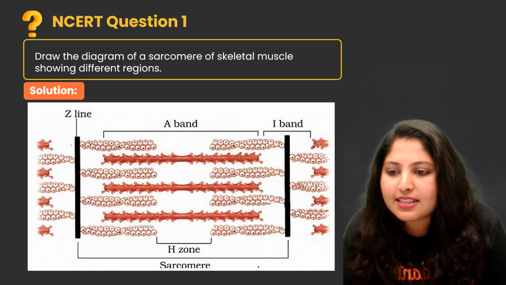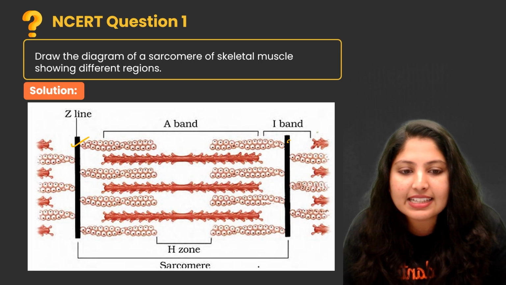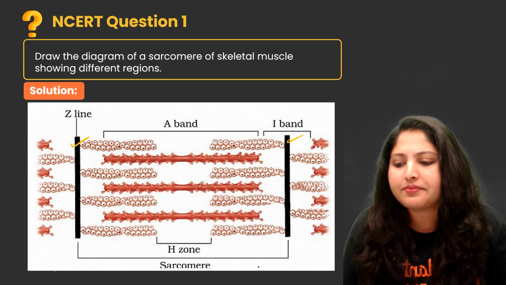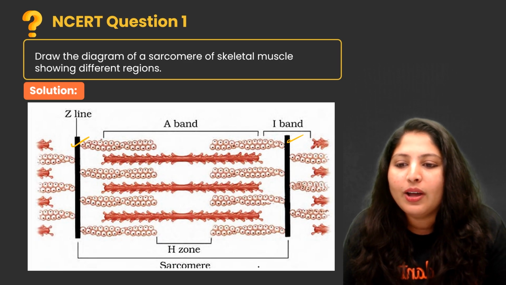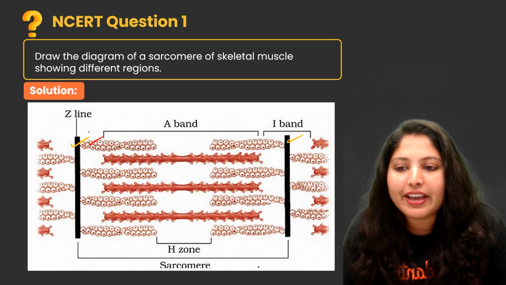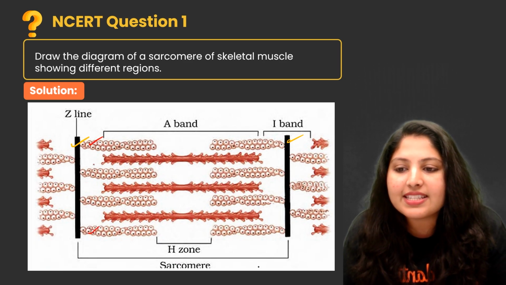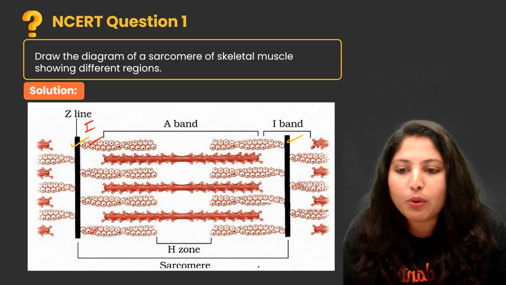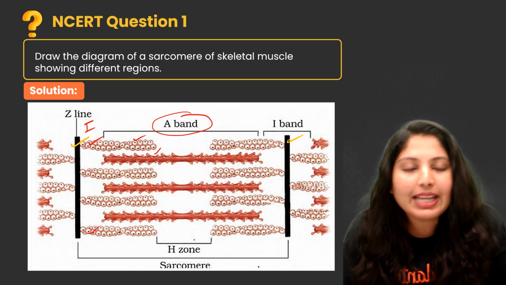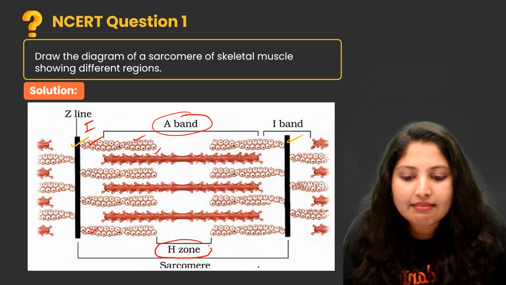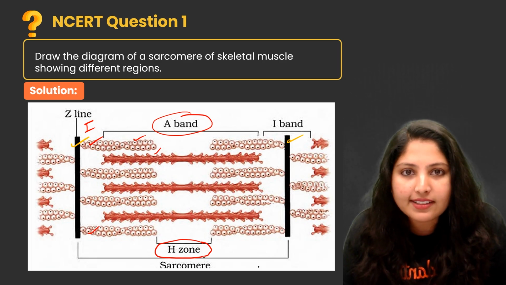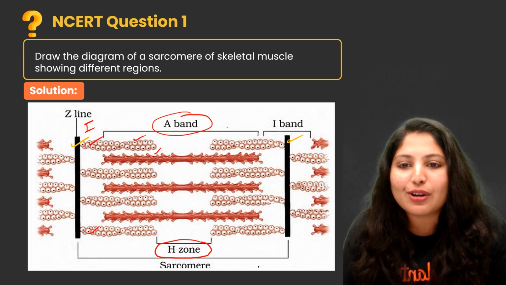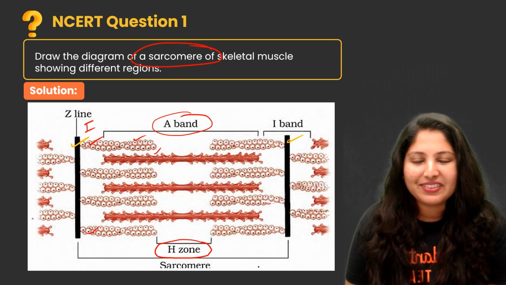See, this is one Z line, and this is another Z line. Between these two Z lines, there is a sarcomere. This is the region where only actin filaments are present, known as the I band, and where actin and myosin both are present, this is known as the A band. Where only myosin is present, this is known as the H band. So this is the structure of a sarcomere.